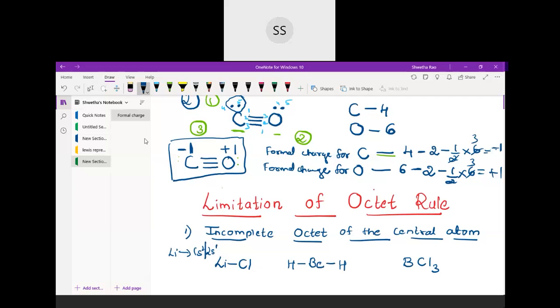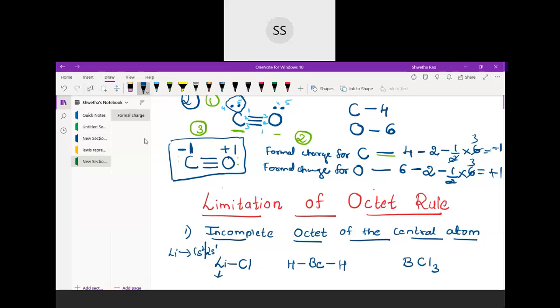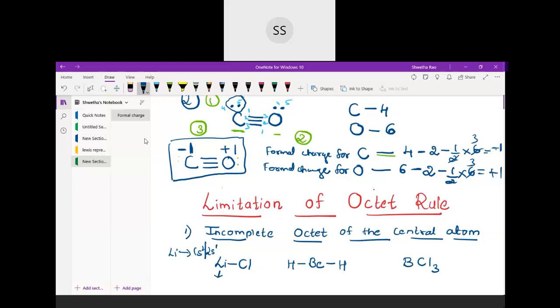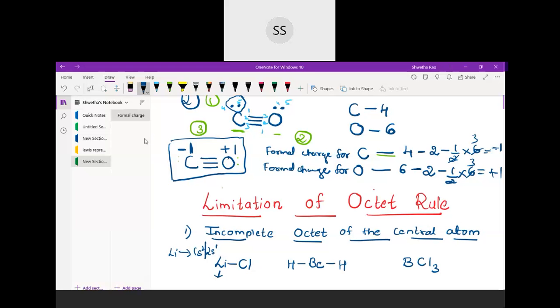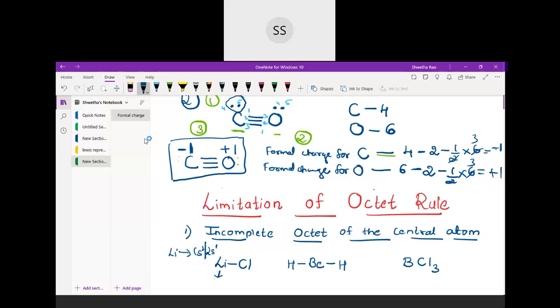So how many electrons in total is this lithium able to complete now? You can see the bond. What is the maximum number of electrons it is able to get? Is it 8? Very good, correct. The maximum number of electrons it gets is only 2, because lithium gives 1 here and chlorine gives 1. So the number of electrons is only 2.